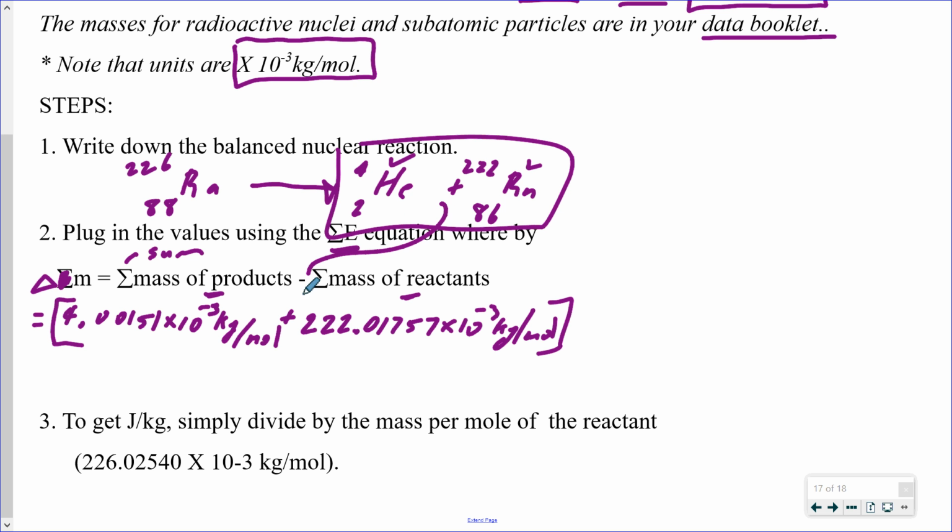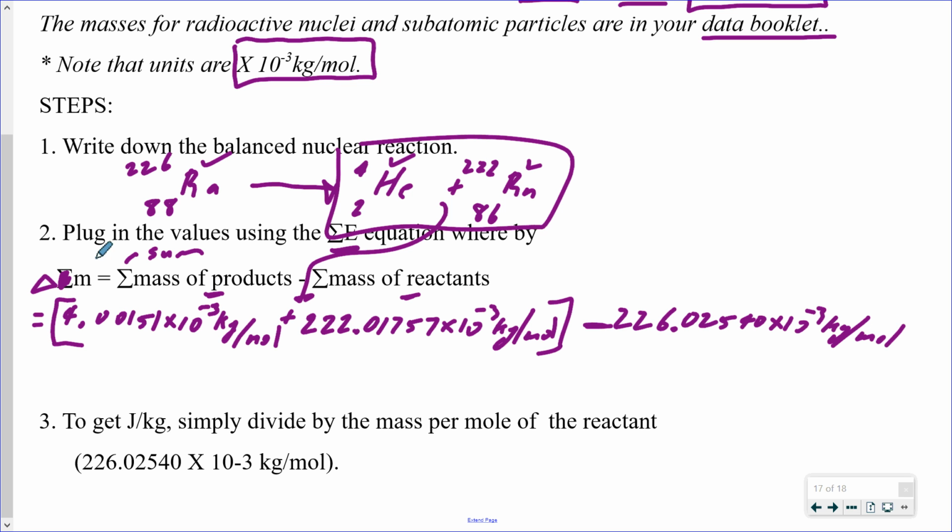Okay, so now we have our products taken care of. That's everything in the square brackets here. Now I'm going to subtract our one reactant, which is the radium, and this one here is 226.02540 times 10 to the negative 3 kilograms per mole.